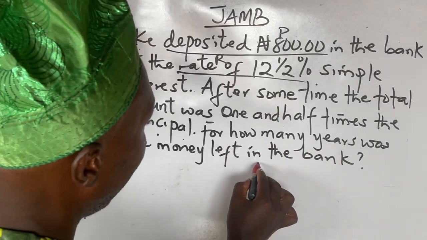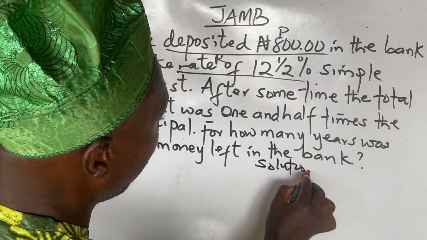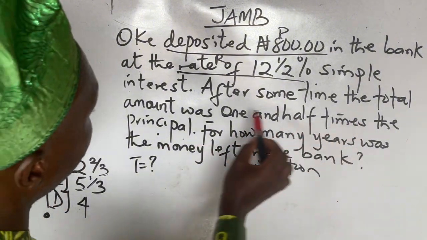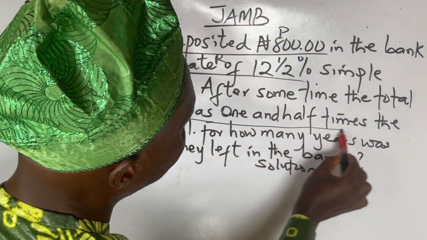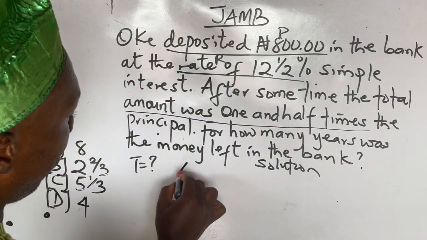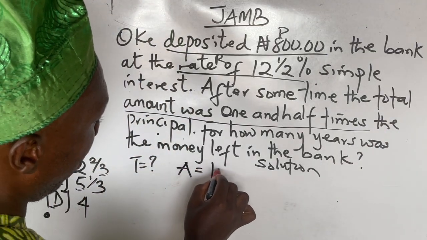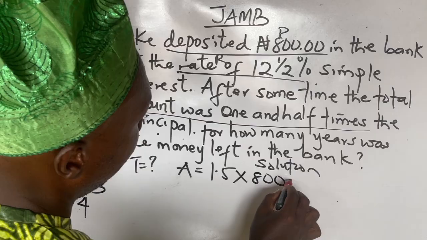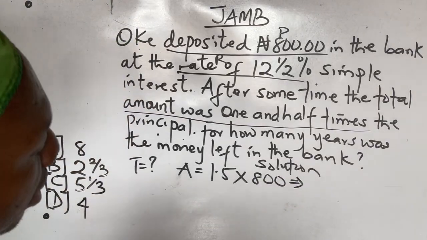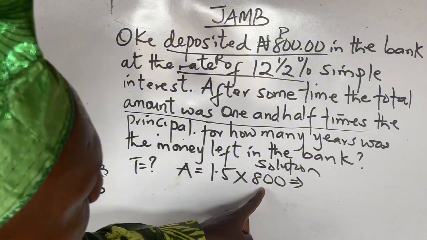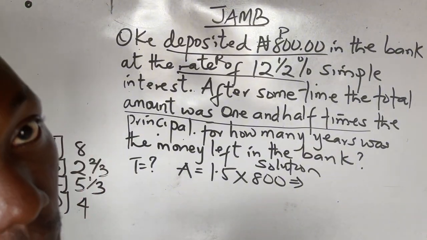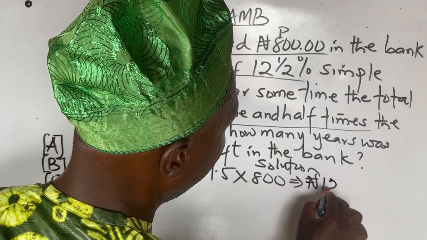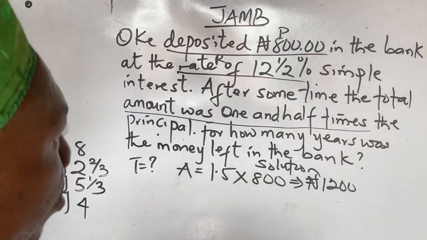So solution, we are asked to calculate the time, so T. But look at the keyword here: after some time, the total amount was 1.5 times the principal. So amount is 1.5 times our principal, which is 800 naira. That means 1.5 times 800 is 1,200. You can take your calculator and do that.